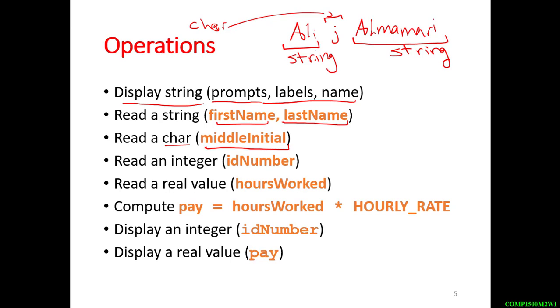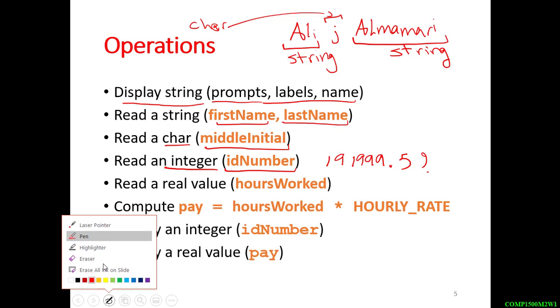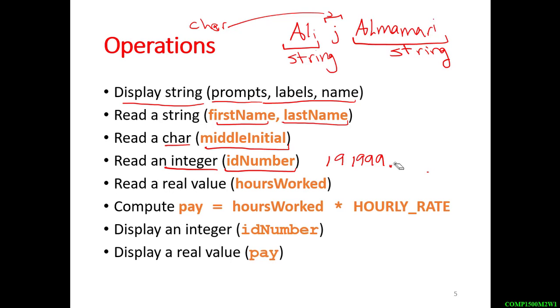Then we have an integer number, which is the ID number. The ID number cannot be a real number. There is no student ID having, let's say, 1919999.5. We don't have this ID number. ID numbers are usually integer values.